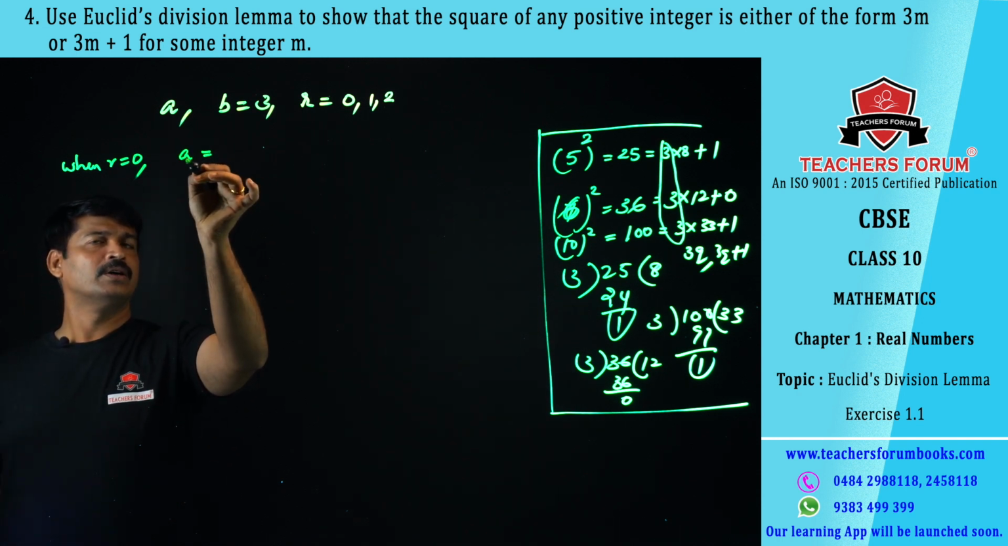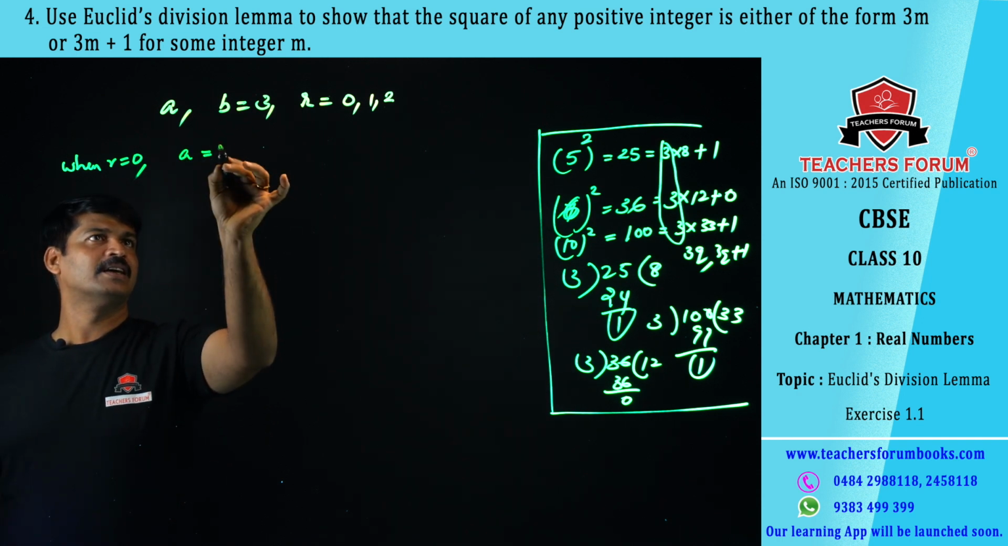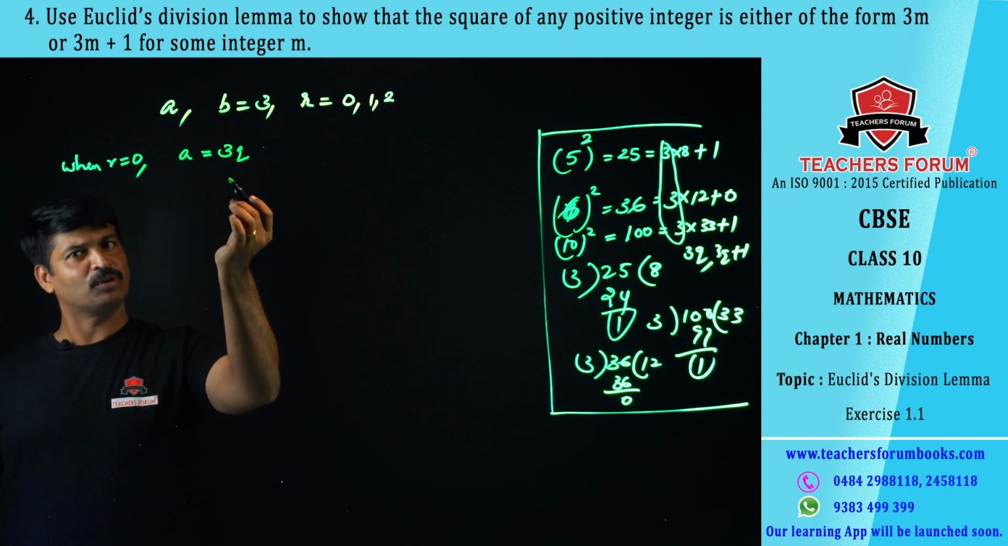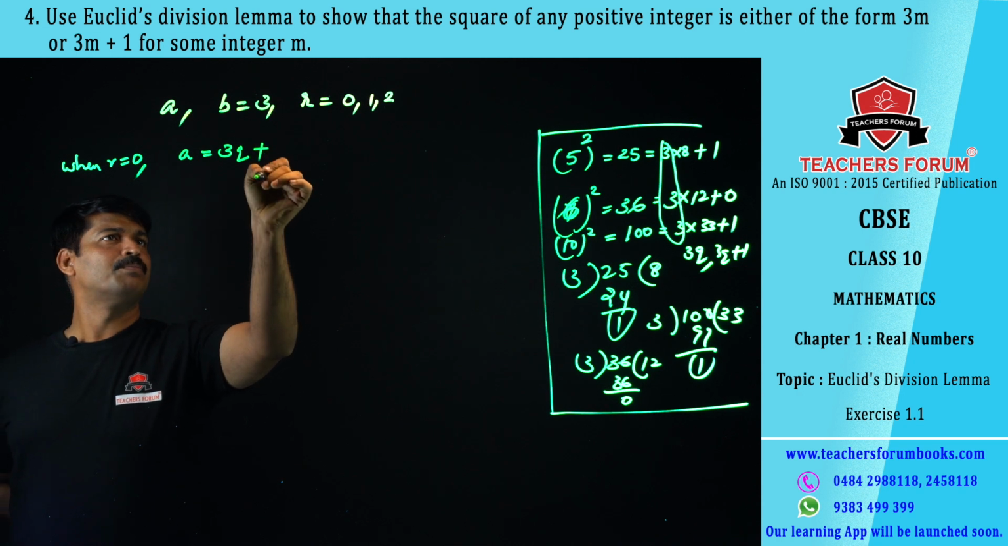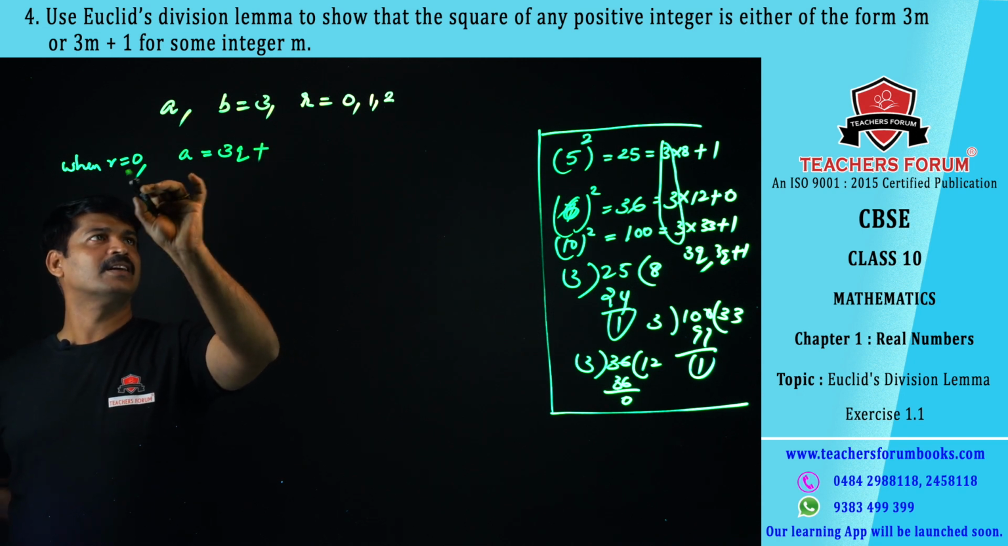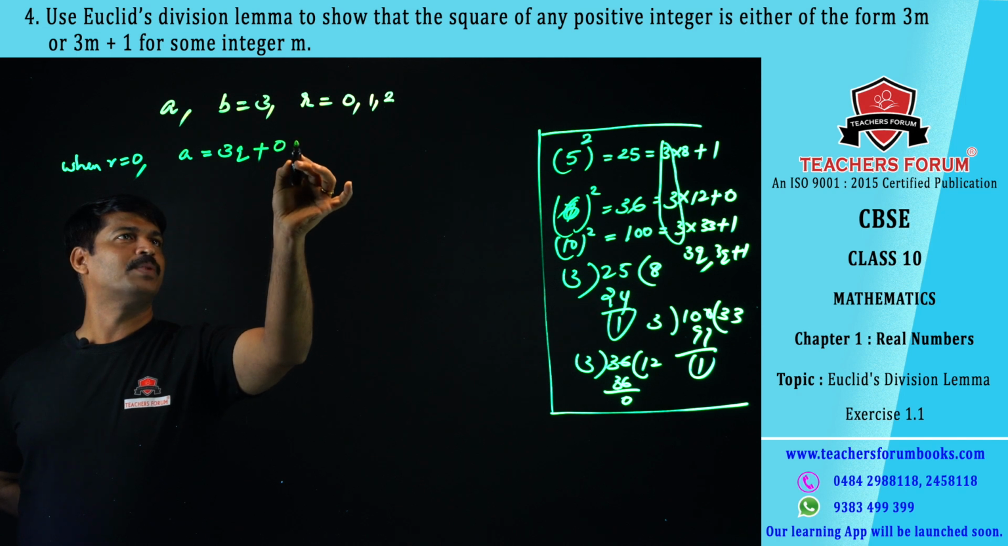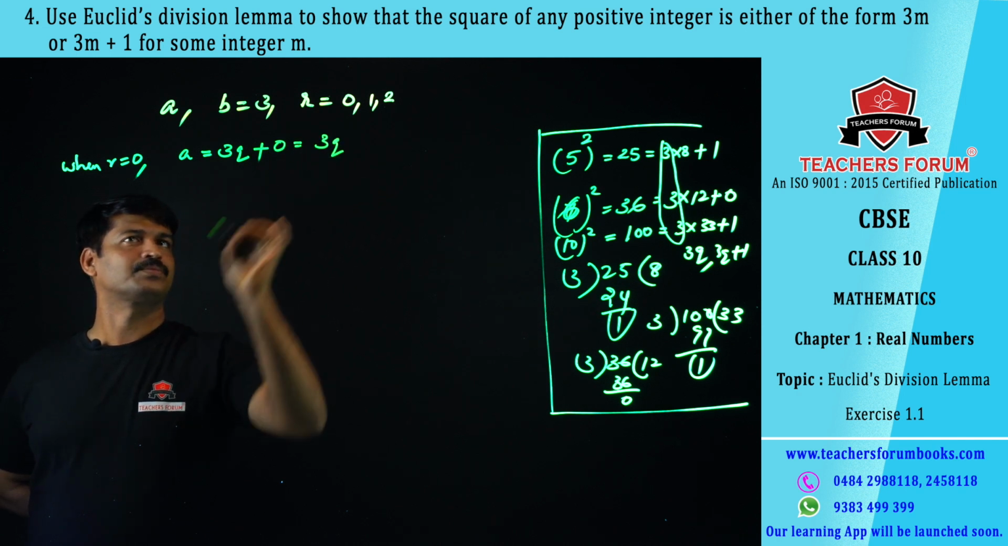a is equal to bq plus r. What is b here? b is 3. q is some quotient, or some integer. So a is equal to 3q plus r. What is r here? r is 0. So it will become 3q plus 0, that is 3q.